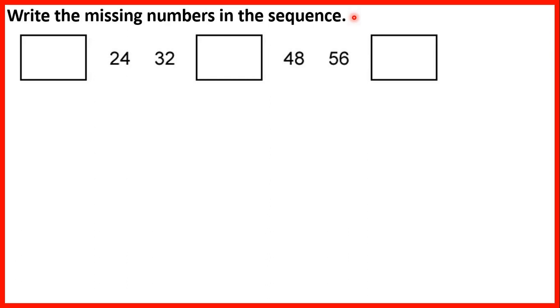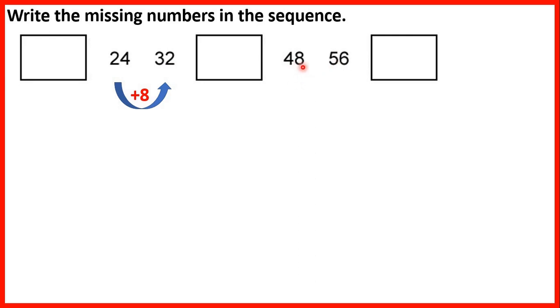Write the missing numbers in the sequence. So when we get number sequences, what we should do is look for 2 numbers that are next to each other, because that way we can work out the rule for the sequence. So we have 24 and then 32 in our sequence. How many more than 24 is 32? Well, 24 plus 8 is 32. You could work that out by counting on, or by spotting that we can add 6 to get to 30, then add another 2.